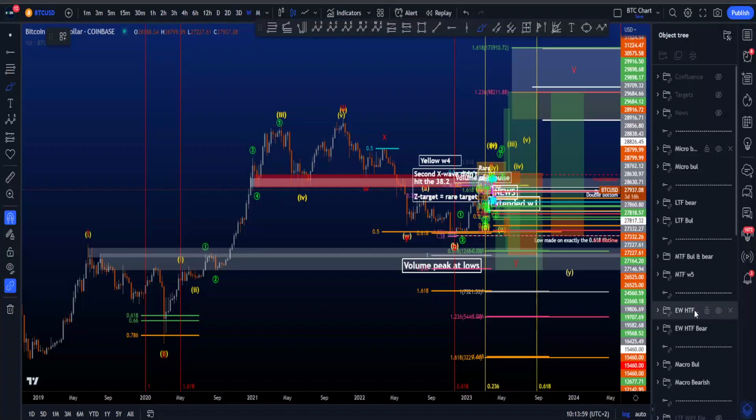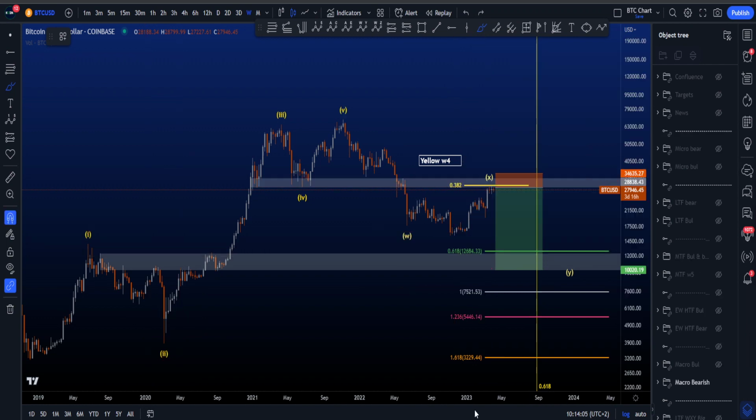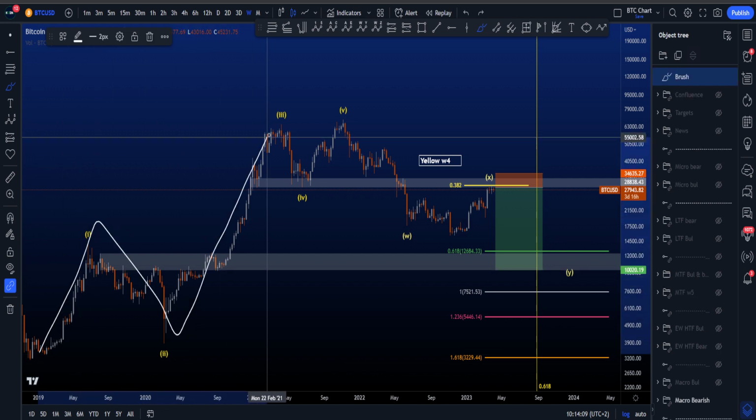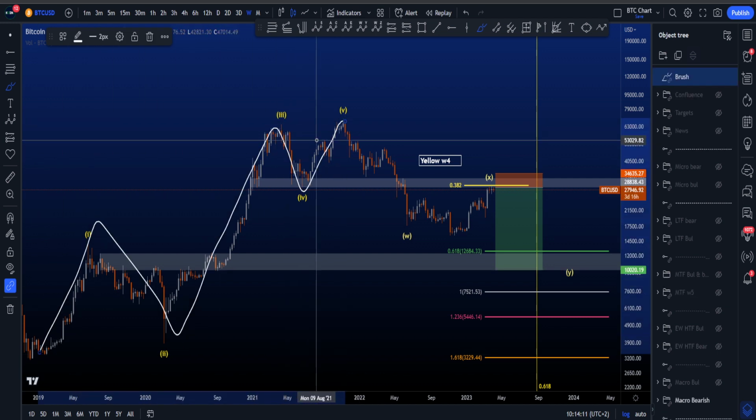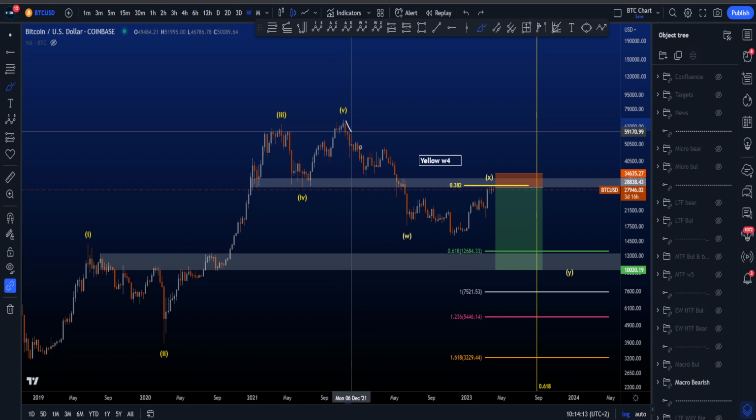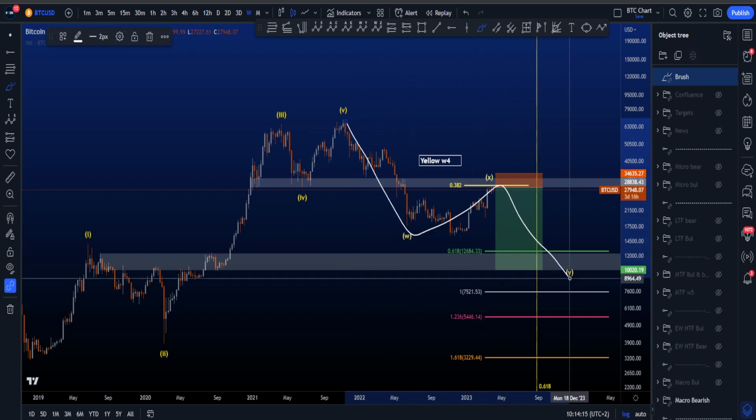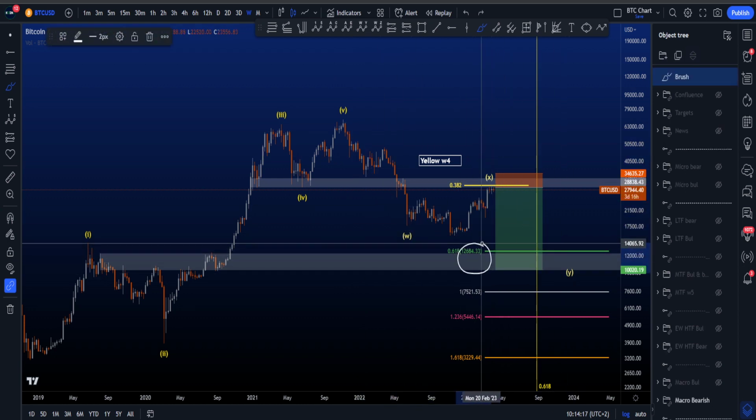Hi everyone, let's go through my preferred bullish and bearish scenarios on all the time frames from the macro to the micro, including potential trading setups. Starting with the bearish scenario on the macro time frame, where this is a 5-wave structure to the upside in an impulse, then followed by a 3-wave to the downside in a WXY with targets of at least 12.6k.